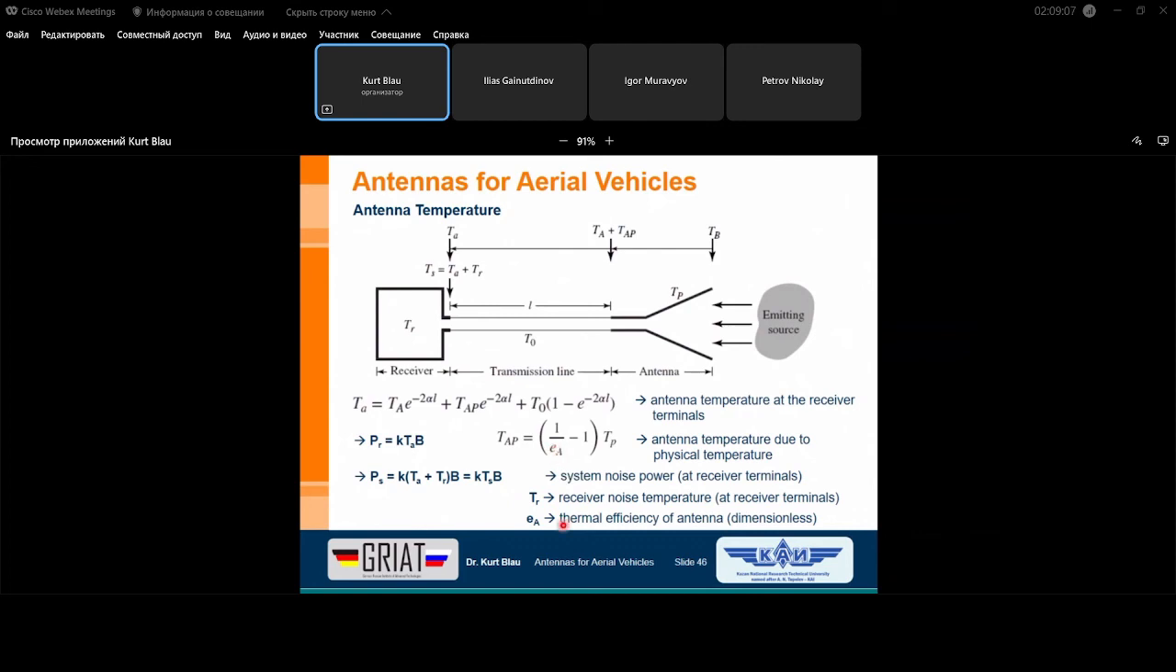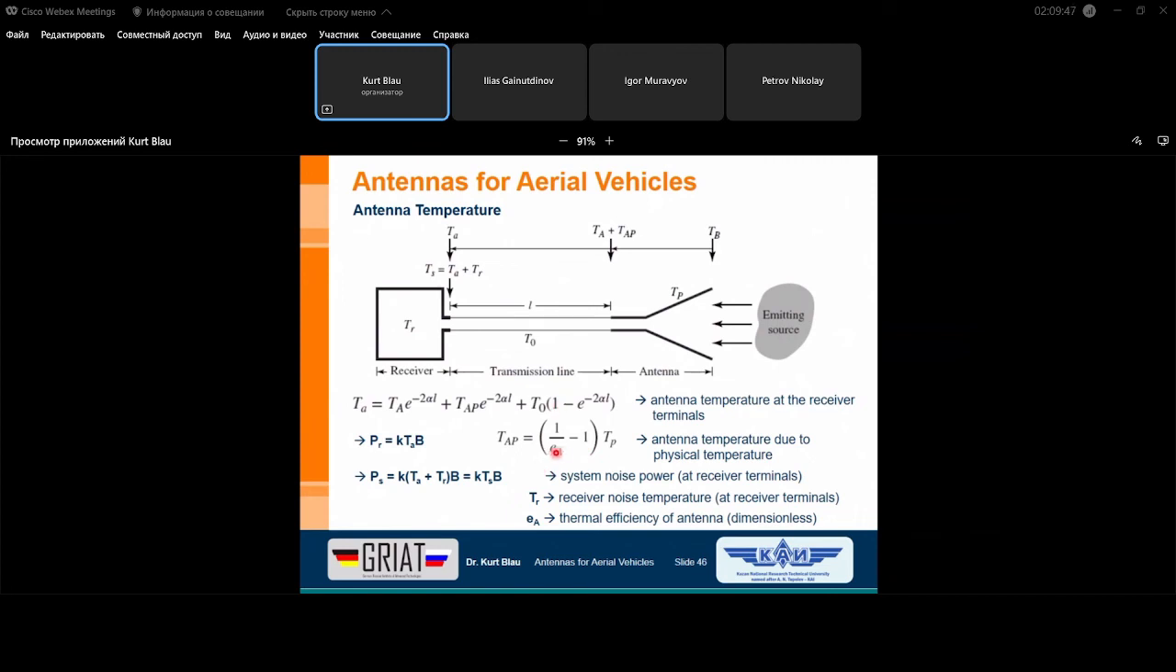This is the thermal efficiency of the antenna. The thermal efficiency of the antenna depends on the material of the antenna. It's clear. If the antenna is made from copper or made from aluminium, we have different thermal efficiency. It's comparable with the conductivity of the material. Copper has a higher conductivity than aluminium, and the thermal efficiency of the antenna lies between 0 and 1. And in our case, it's near 1. It's not 1, it's a little bit lower than 1.